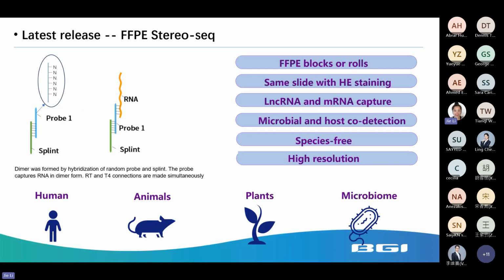And here, I'm going to introduce a little bit about our latest released product: our technology is also compatible with FFPE samples. For FFPE samples, we use random probes instead of poly-T probes. We have tested on human, animal, plants, even on microbiomes. And for FFPE samples, we currently accept FFPE blocks and slides, and we can do HE staining on the same slide.